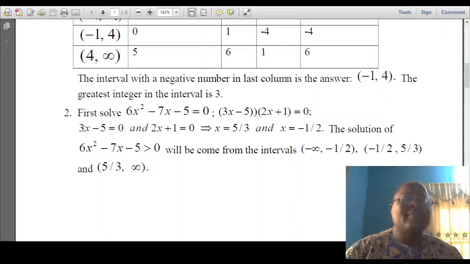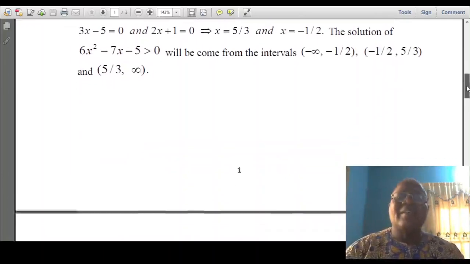Now, usually, we can solve 3x minus 5 equal to 0 and 2x plus 1 equal to 0 to get x equal to 5 over 3 and x equal to minus 1 over 2. Again, for us to do this, we have to use this solution to form some subintervals. The first one from the left is minus infinity and minus half, followed by minus half and 5 over 3, and lastly 5 over 3 and infinity. Good. Now, which of these is the correct interval?